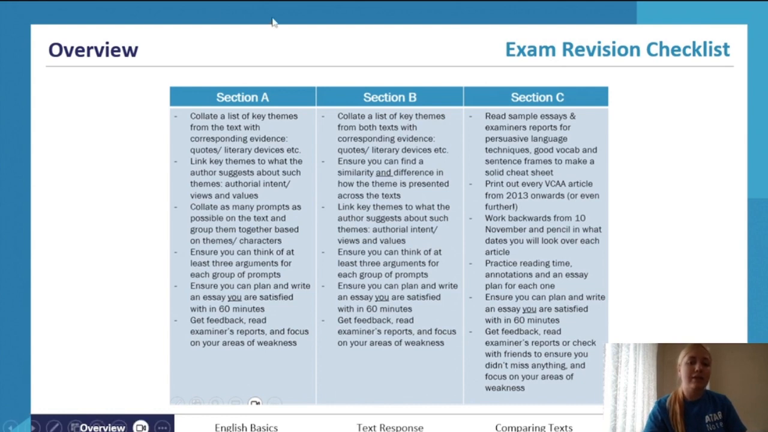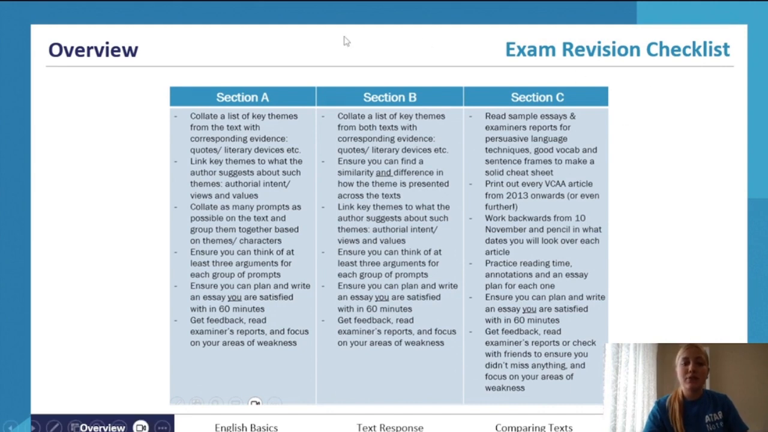And of course, add notes on similarities and differences for your section B. Look for those comparative links, and try to find quotes that can work together across your text as either a link to make to a similarity or a difference.